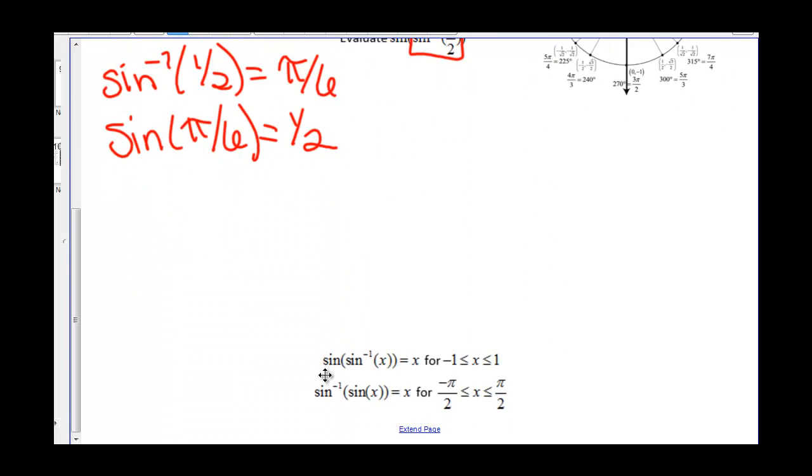So for x between negative 1 and 1, if you have the sine of the inverse sine of x, that's going to give you back your x. And similarly, if x is between negative pi over 2 and pi over 2, if you take the inverse sine of the sine of x, you'll get back x.